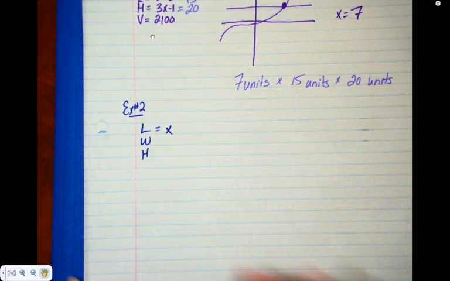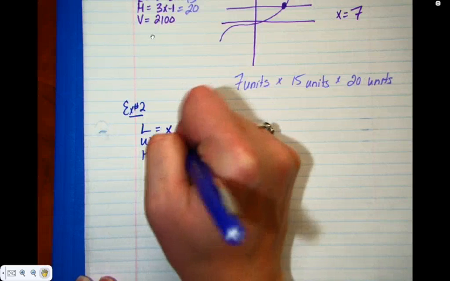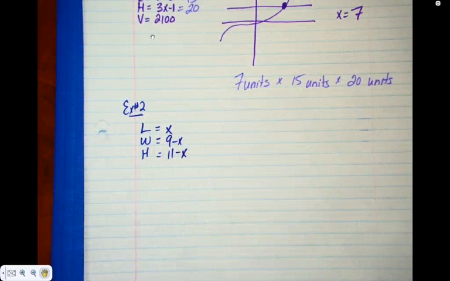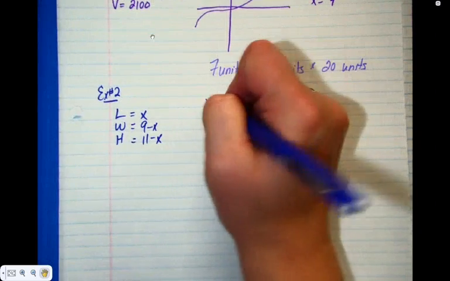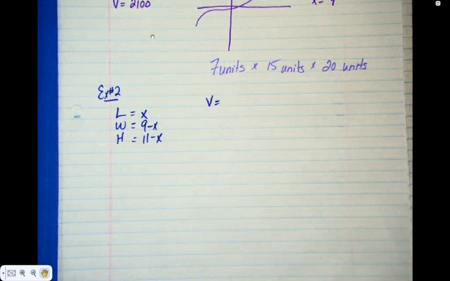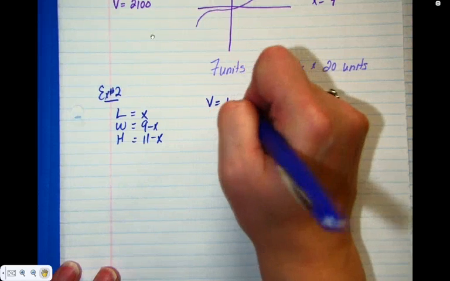So I'm going to call the length x. I'm going to call the width 9 minus x and the height 11 minus x. Again, doesn't matter. You could call the width whatever you wanted. It's still going to be the same rectangular box in the end. Still need to create a formula just like before. It's still a box, so it's still length times width times height.